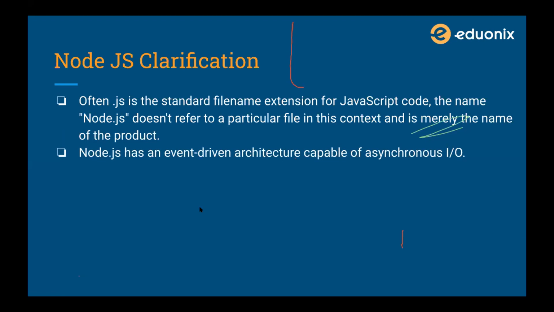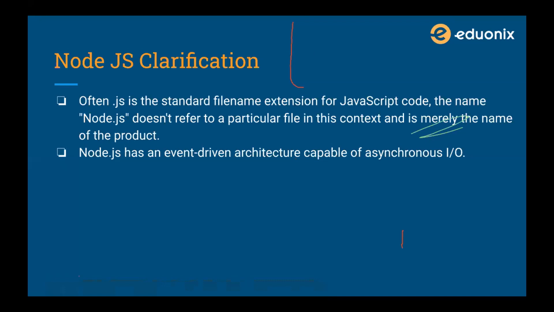Now, what is Node? Node is an event-driven architecture. What it means is this architecture is capable of asynchronous requests. What is an asynchronous request? You land on a specific page. Once you land on a page, you should be able to send requests which may or may not depend on, or which may or may not hamper, the other request.